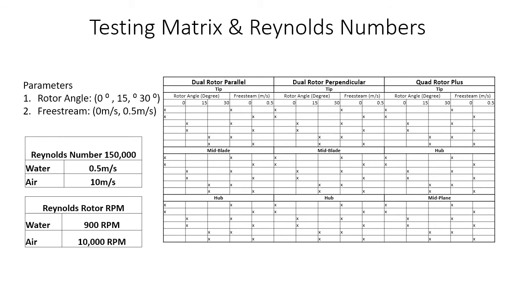For the testing matrix and Reynolds number, I wanted to vary two main parameters, the rotor angle and the free stream.